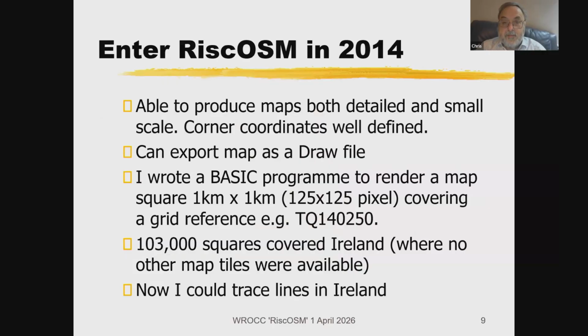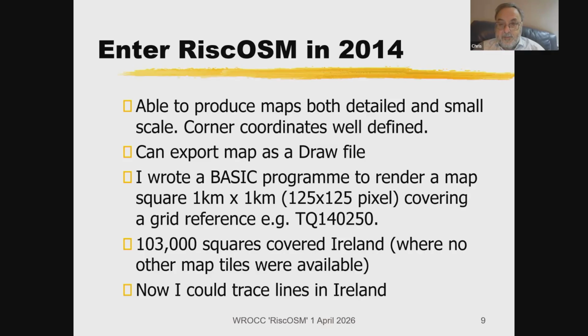So here comes RiscOSM now. I could produce background maps in whatever scale I wanted. I knew exactly what the coordinates of each corner were because it would tell you that. I could export the map as a draw file, perfectly sized for the page I was going to put it on, but I didn't do that to start with.